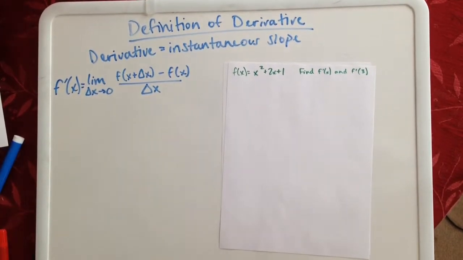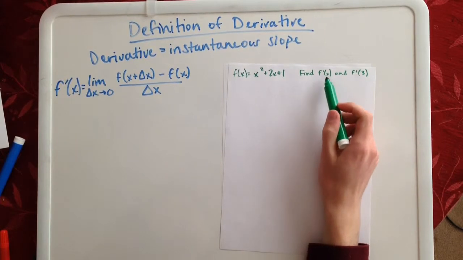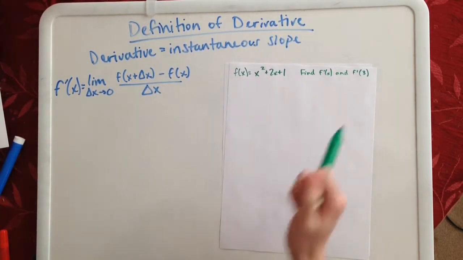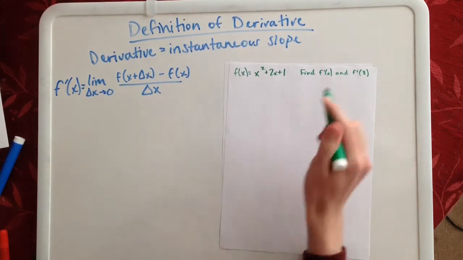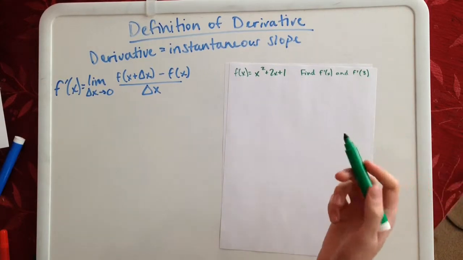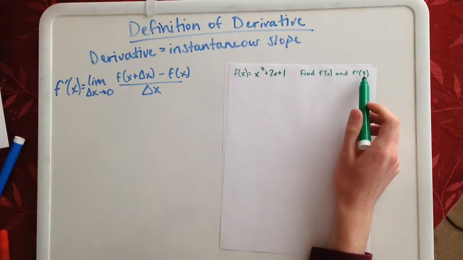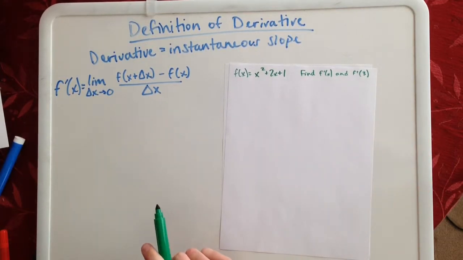Given f of x equals x squared plus 2x plus 1, find the derivative function for f of x and f prime of 3. So find the slope at a value of 3. We're going to find the function first and then the specific point, because as you saw in the last example, it was really easy to find the slope at a specific point once we have the general derivative function.